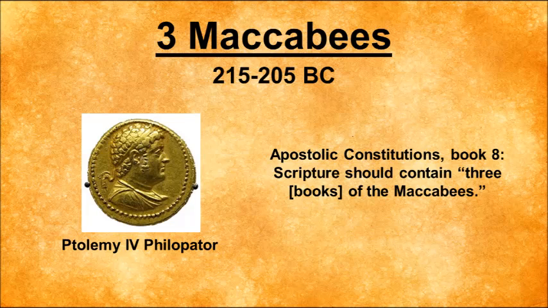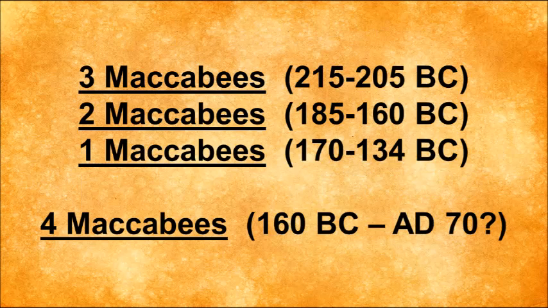In the Apostolic Constitutions, Book 8, which is a post-Nicene work, it says the biblical canon should contain 3 books of the Maccabees. We can assume it means 3rd Maccabees and not 4th Maccabees. Because of the chronology of the first 3 Maccabean books, the best way to read them is in reverse order.